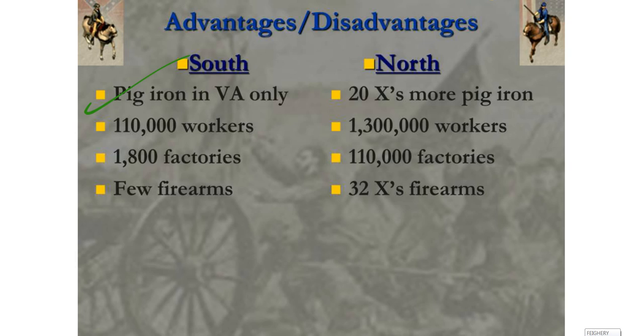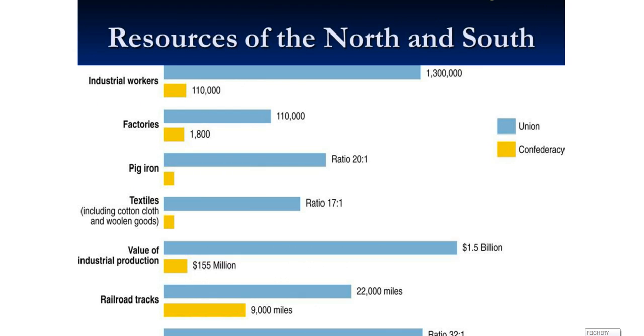The South had pig iron only in Virginia, while the North had 20 times more pig iron than the South. The North had 1,300,000 workers, while the South only had 110,000 workers at their disposal. There were 110,000 factories in the North, while there were only 1,800 factories in the South. The North had 32 times the amount of firearms and weaponry than the South did, because they had very few firearms.